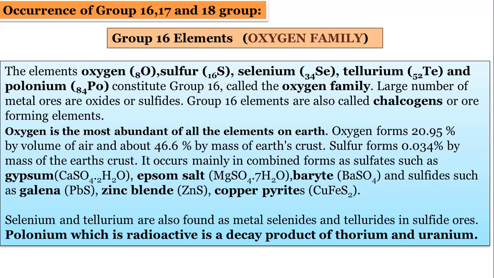Yes, this introduction part is deleted, but the occurrence part is not deleted, remember. The occurrence part is not deleted because for a 1 mark question, they may ask where these group 16 elements are found. A 1 mark question will be asked on gypsum. What is the formula of gypsum? What is the formula of gypsum salt? We will discuss it. My kind request: this occurrence part is not deleted, remember. Only the introduction 7.1 is deleted. So on the occurrence part, a 1 mark question will be there.